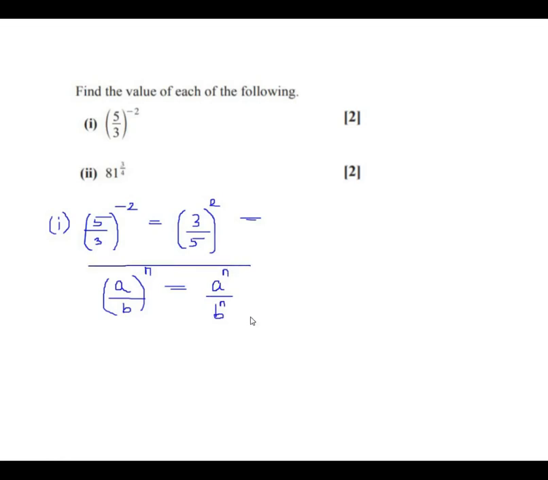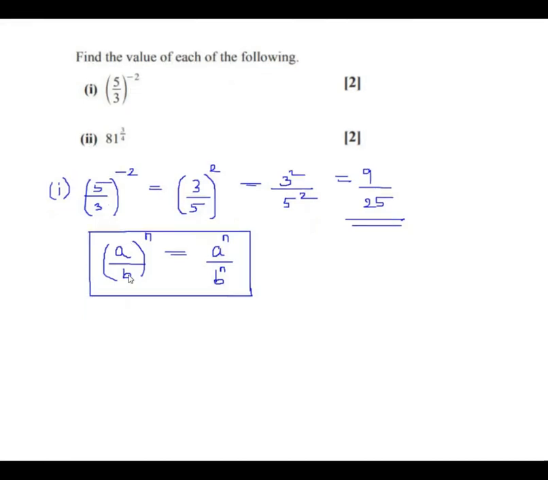So it becomes a to the power of n over b to the power of n. Using this law, we are going to solve the above example. So here it becomes 3 to the power of 2 over 5 to the power of 2. So 3 square is 9 and 5 square is 25. As simple as that. So this is the answer for the first one.